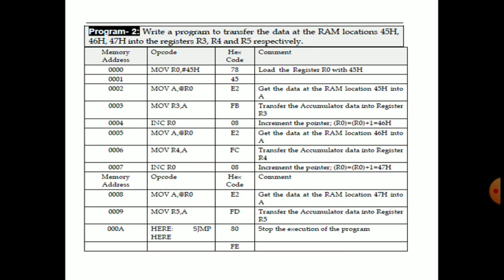In this question, write a program to transfer the data at the RAM locations into the registers. So we have given 3 locations, 3 addresses. It is not the data, it is not the contents we have given in this question. Compared to the first question, where the data 99 is given, here the internal RAM locations, that is the addresses, are given.